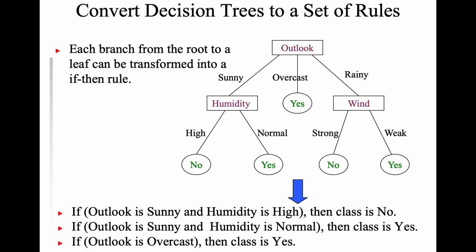So in order to convert a decision tree to a set of rules, it's very easy. You start from the top, from the root node, and just move along each branch until you reach the leaf. For example, you say, if the outlook is sunny, and then you go on to the left branch and say, okay, if the outlook is sunny and the humidity is high, then the class is no, right? What if the outlook is, for example, rainy and the wind is weak? Yes. So this is how you convert decision trees to a set of rules. So that one is very easy.